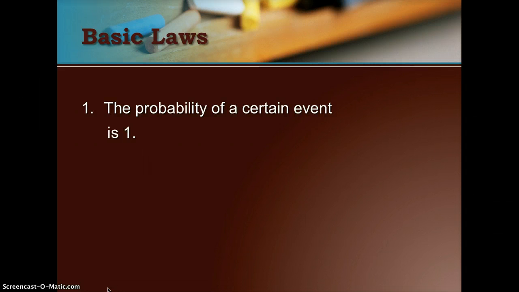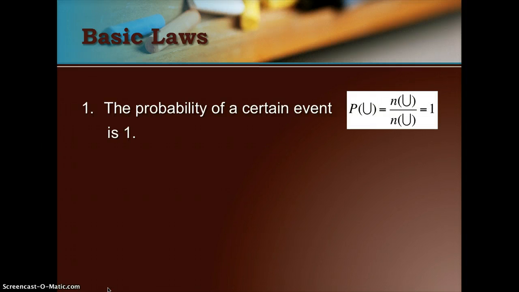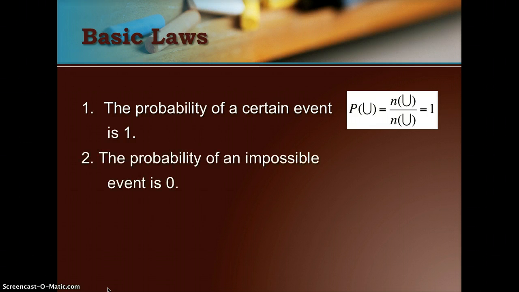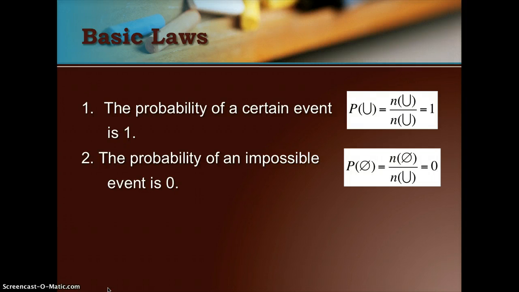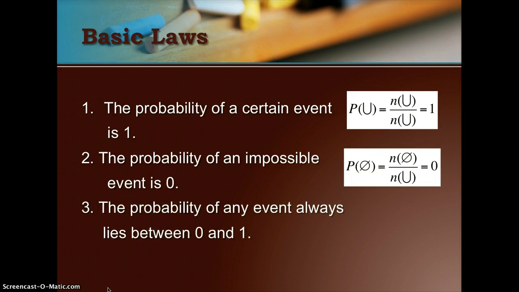The probability of a certain event is always 1, and this is your math notation at the right side. The second basic law is that the probability of an impossible event is 0. So any event that's not going to happen, you're going to end up with a null set. The third law is that the probability of any event always lies between 0 and 1.